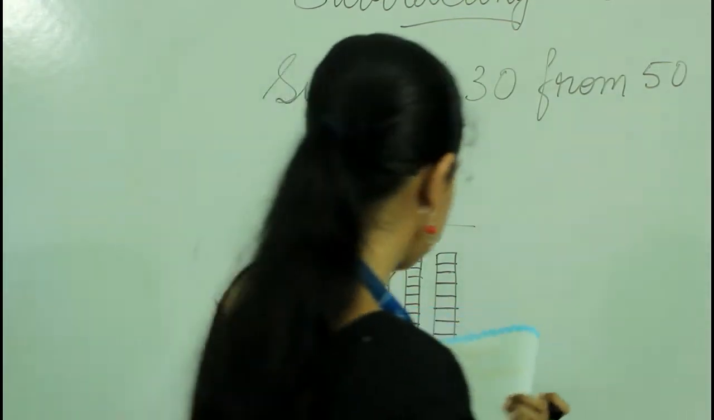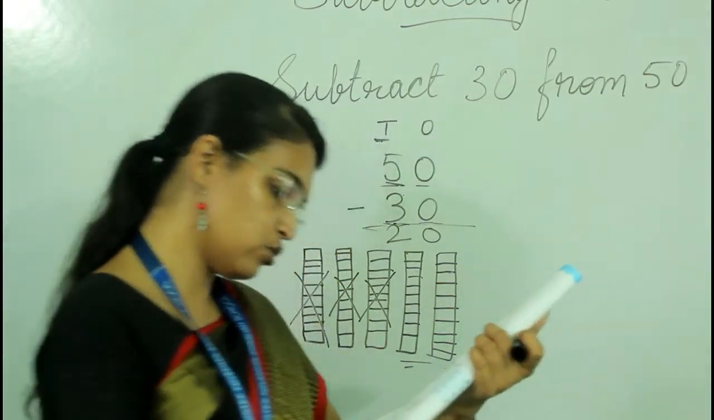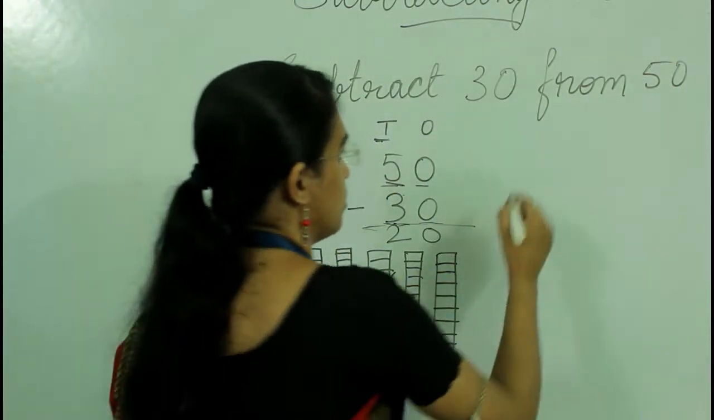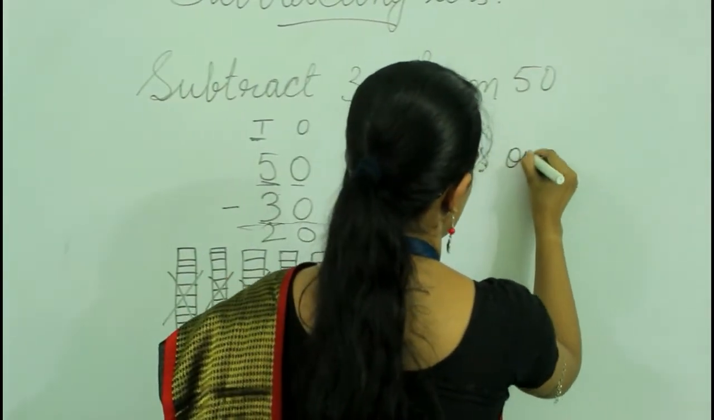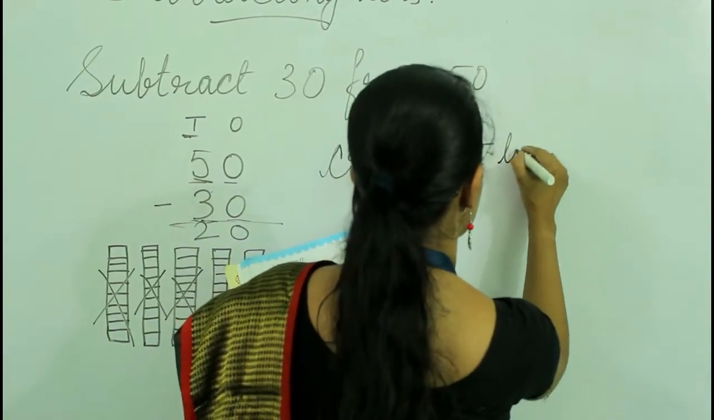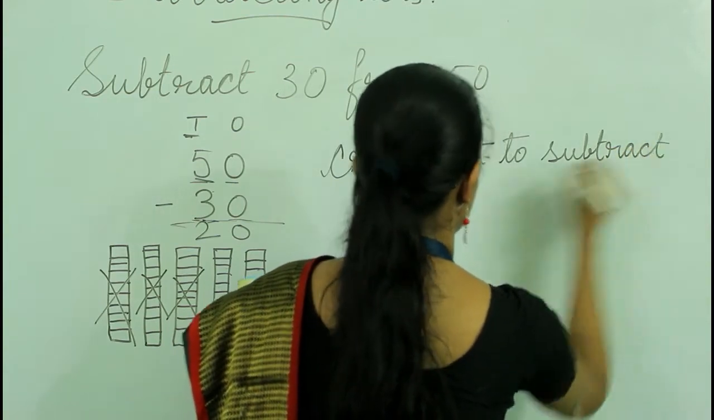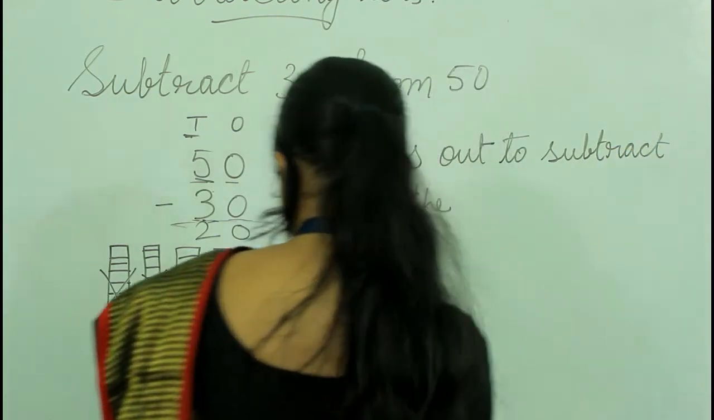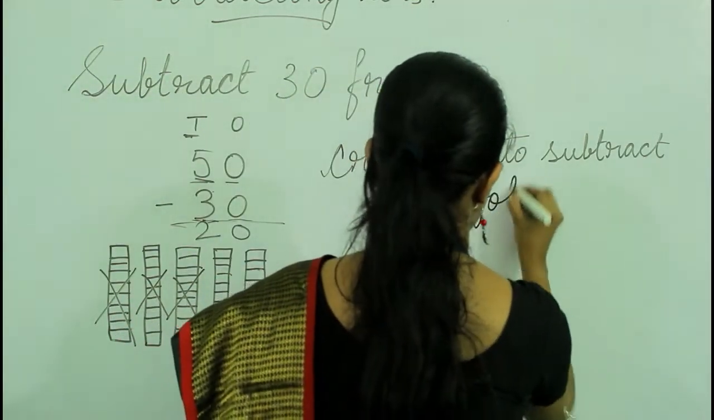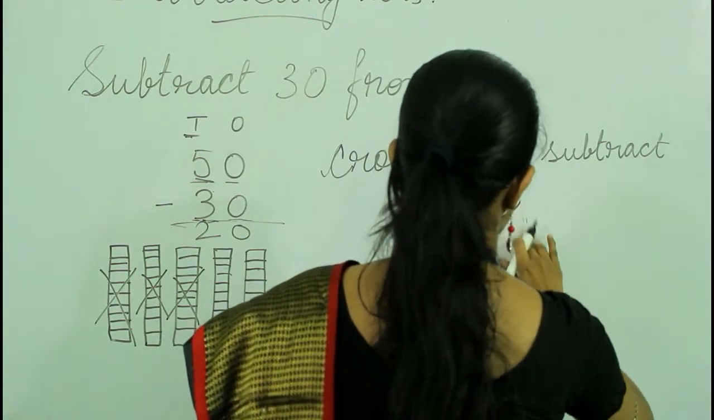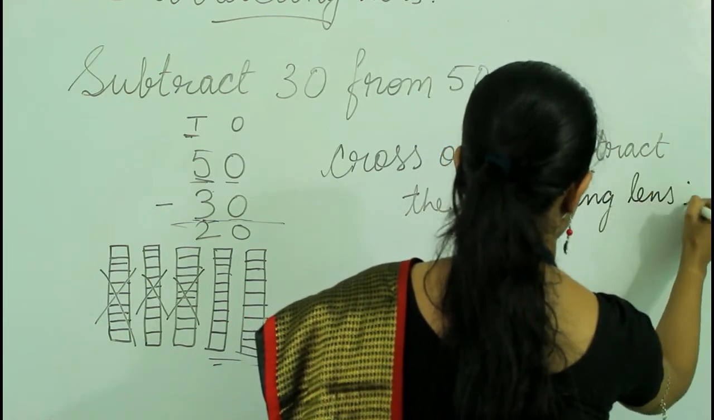Now the next question is: cross out to subtract the following tens. So again in the same way we have to do these sums also.